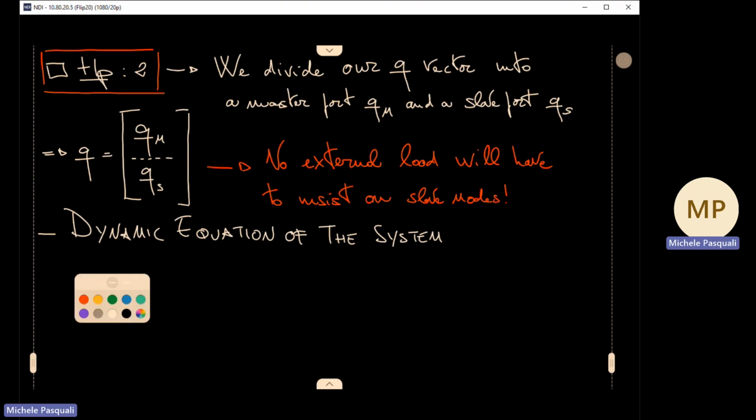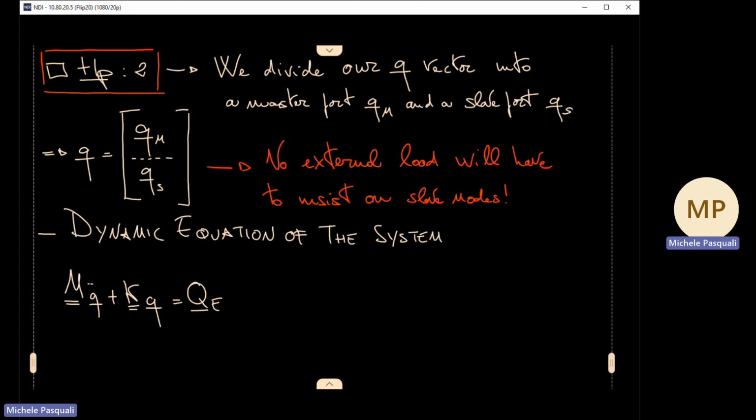Which in the time domain, as we have seen for the structural problem, reads as follows: K q equal to Q E. Here we are basically not considering contact forces, all the constraints are workless. Okay, this is the simplest thing that you can actually find.